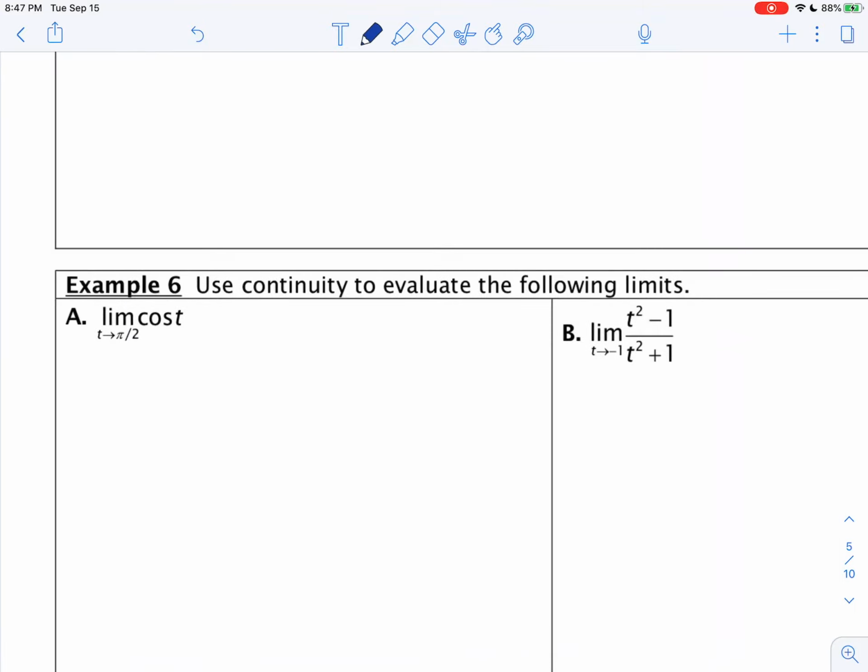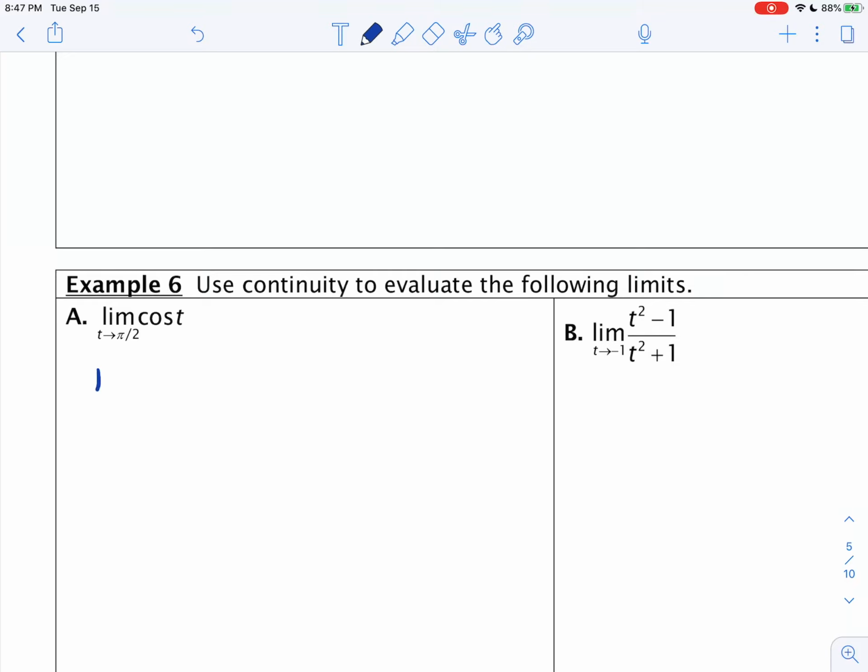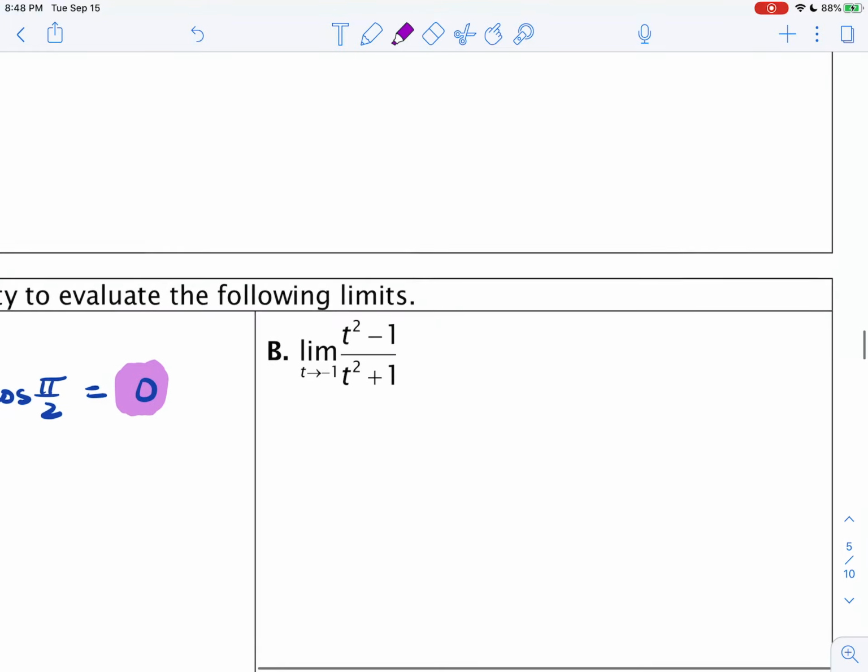Use continuity to evaluate the following limits. So again, if I say the limit as t approaches pi over 2 of cosine of t, this is going to go to cosine of pi over 2, and cosine of pi over 2 is equal to 0. Just because it's 0 doesn't mean it doesn't exist. 0 is a real number. It's the dividing line between positive and negative numbers. It's one of the most important numbers out there, so it's only division by 0 where you have a problem.